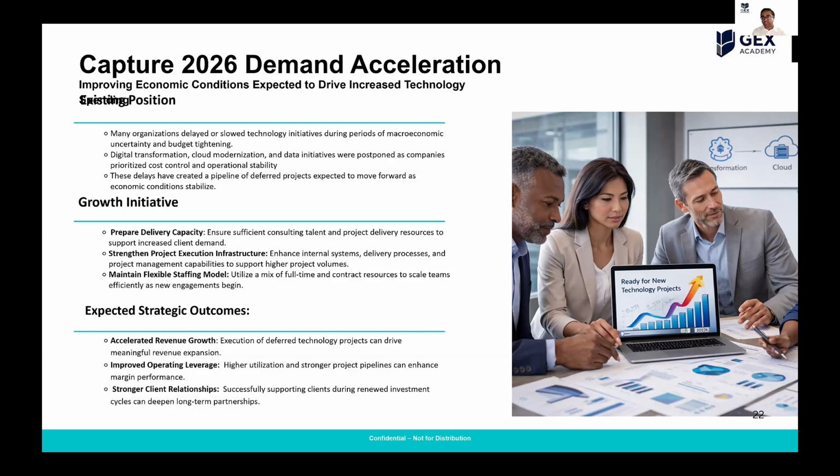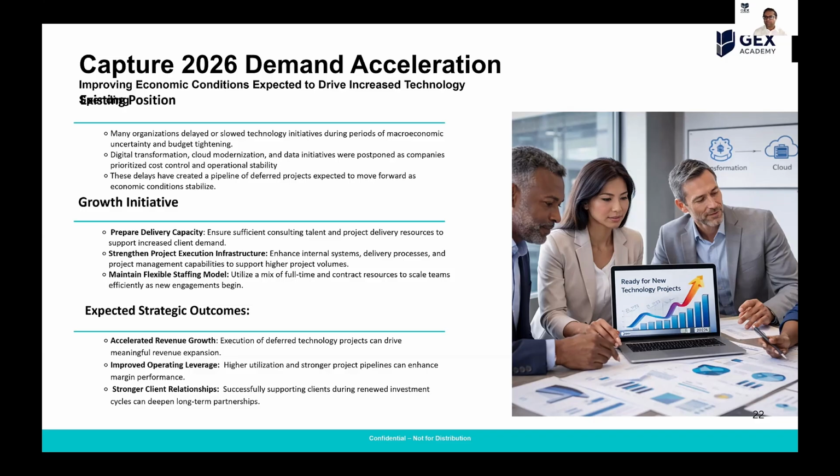The second initiative is strengthening the project execution infrastructure, right? So as project volume increases, operational processes, project management systems, reporting capabilities, and also the delivery oversight become increasingly important, right? So management believes that continued investment in these areas will help support larger volumes of work, but also maintain the service quality. Another initiative they're talking about is maintaining a flexible staffing model.